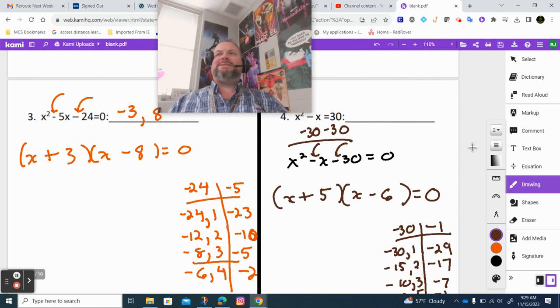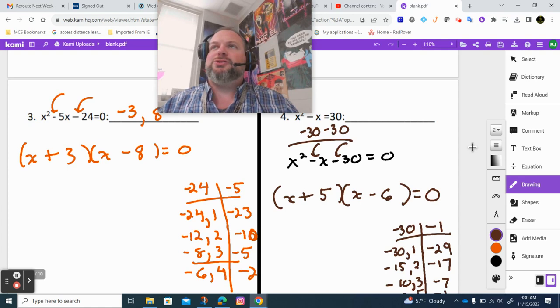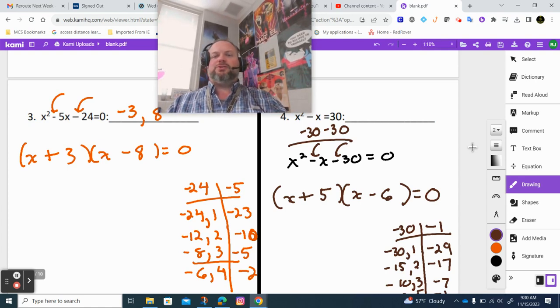That might be something good to write down, something good to write on an orange sheet for your test, something good to remember. I'm saying that because on all these tests where I've taught this, people have given me the wrong answers. They've given me a +5 and a -6 as the answer when it's actually the opposite.